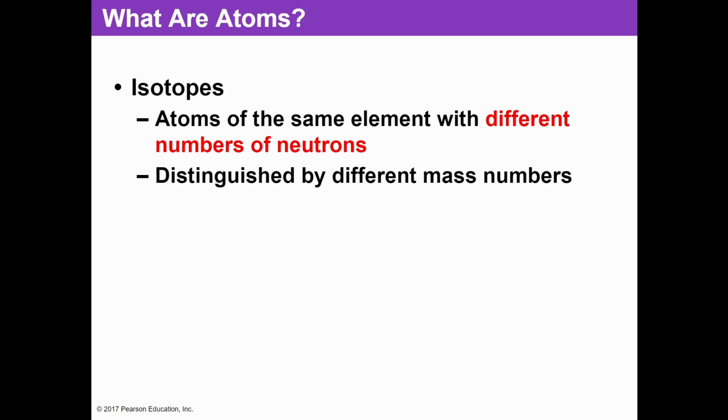So atoms of the same element with different number of neutrons are isotopes. Notice that's red, it's an important definition to know. And this is distinguished by different mass numbers because protons plus neutrons will give you the mass number for an atom. And if you're changing the number of neutrons, that's changing the mass number.